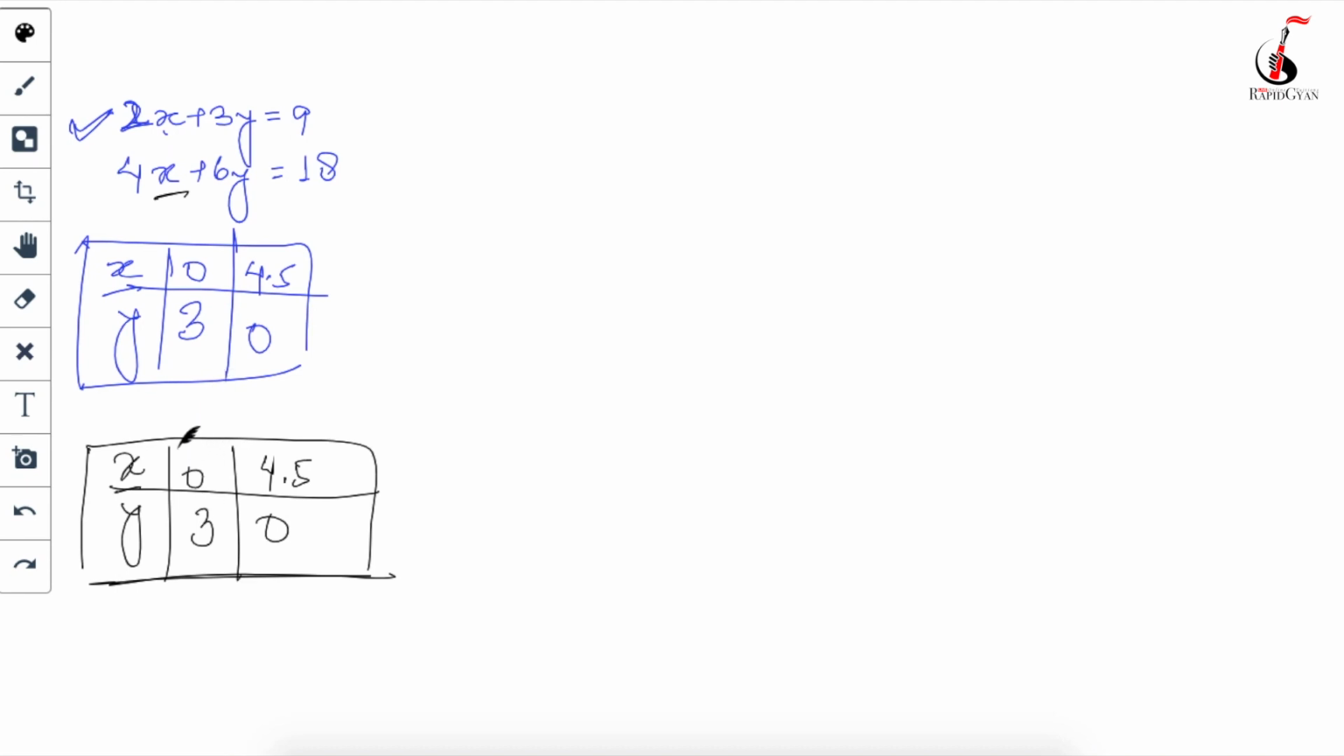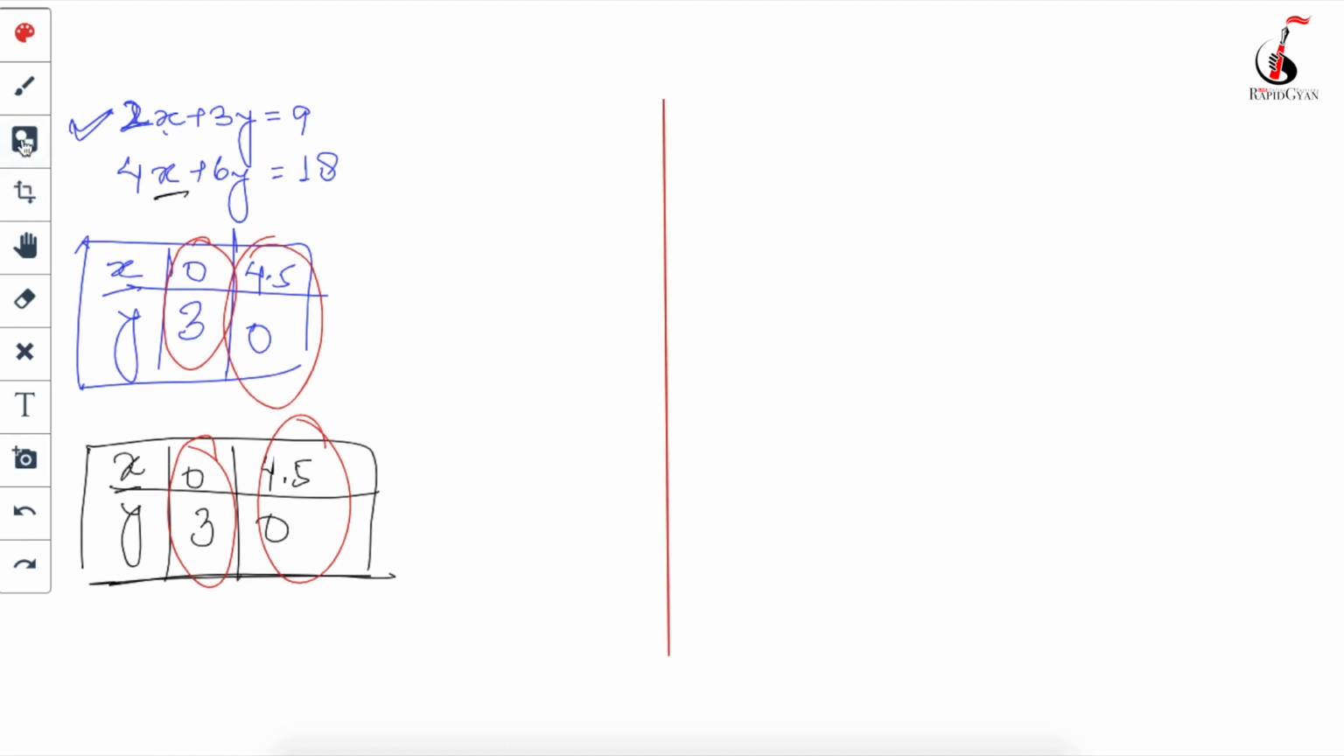See here also x comma y, in both the cases it's very clear, x comma y is the same. It might be possible you will get a different point. But what you will have to do is draw the same on the graph paper. Okay, so here we go.